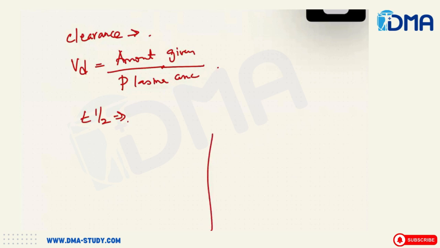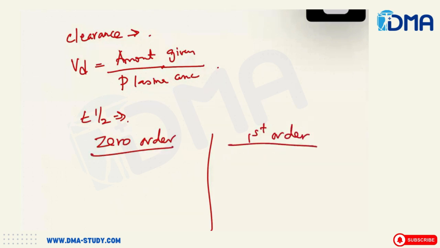What is zero-order kinetics? This you should tell me the answer. Zero-order kinetics and first-order kinetics. Zero-order kinetics, what is it? Anyone? Come on, what is zero-order? Drug eliminated in our time. Yes, a constant amount of drug will come out in zero-order kinetics. In first-order kinetics, what will happen? Constant fraction of drug. Exactly. A constant fraction of a drug will come.